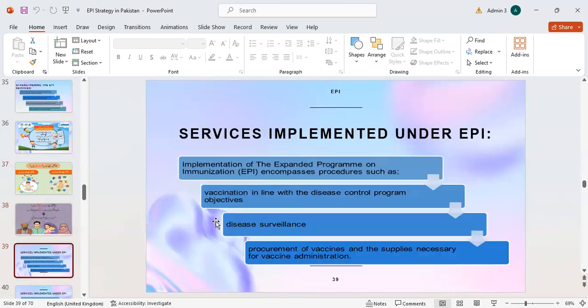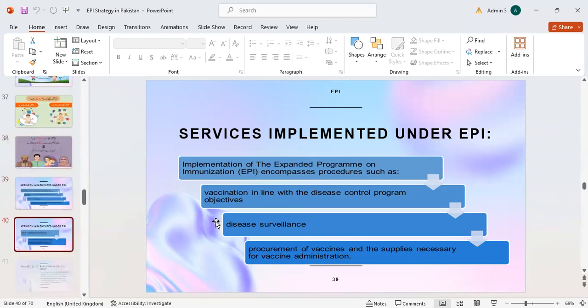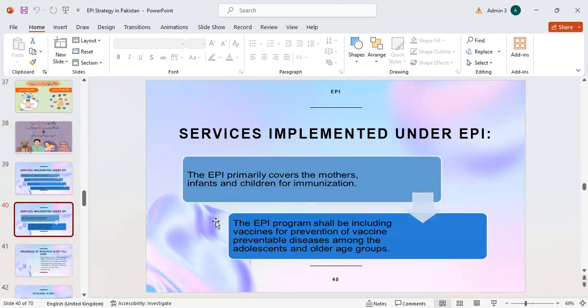Service implemented under EPI. Implementation of the Expanded Program on Immunization encompasses procedures such as vaccination in line with the disease control program objective, disease surveillance, procurement of vaccine and supplies necessary for vaccine administration. The EPI primarily covers the mother, infant, and children for immunization.